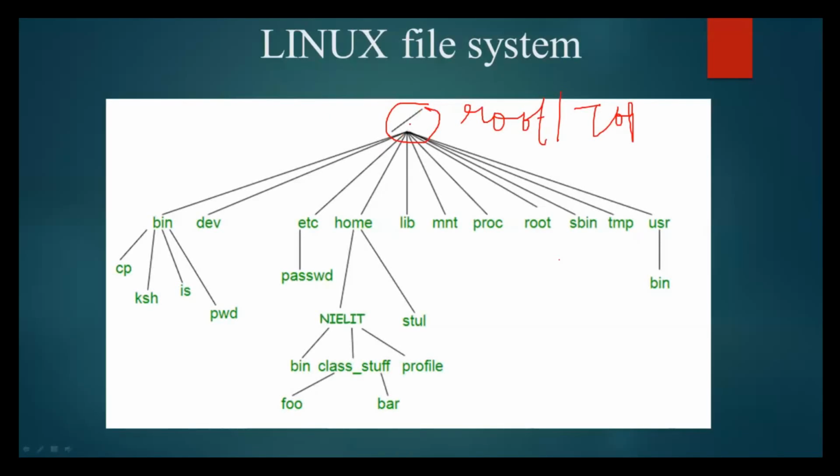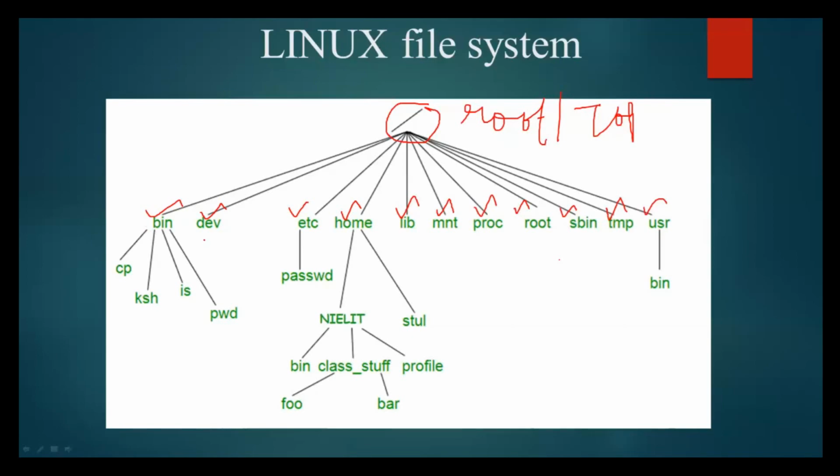Under the root node, all the important special files and special folders are available. That is bin, your device drivers, your etc files, your home, your library files, your mounting devices, procedure files, root files, sbin files, temporary files, and user files. These are the major or special files available in the root node. Each one has some special function.